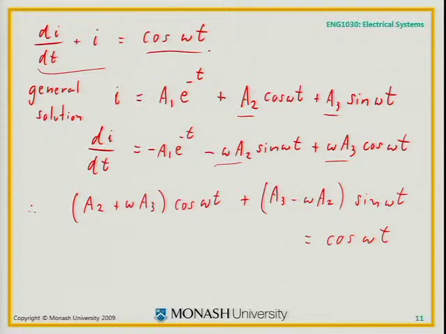So how do I solve for A2 and A3? I match coefficients of cos and sine. For that to be true for all t, the only way it can be true is if this equals 1 and this equals 0. Now you can match coefficients of polynomials, or in this case cos and sine. The only way it can be true for all t is if those coefficients match.